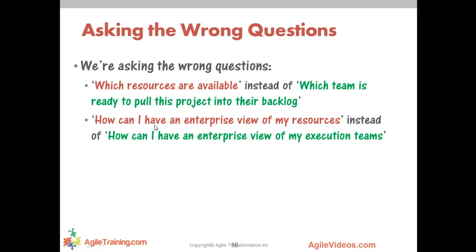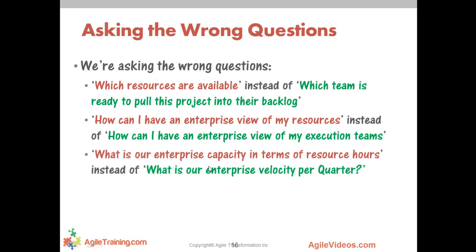Instead of saying, how can I have an enterprise view of my resources, again thinking about individuals, you should really say, how can I have an enterprise view of how many execution teams I've got? How many cross-functional execution teams do I really have? Instead of saying, what is my enterprise capacity in terms of resource hours, which is a very common question that the PMO likes to ask, it's really, what is my enterprise velocity per quarter?